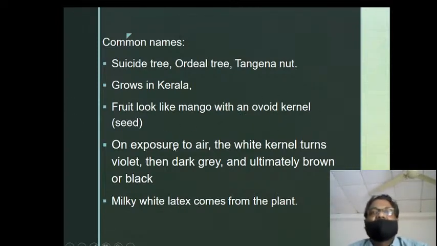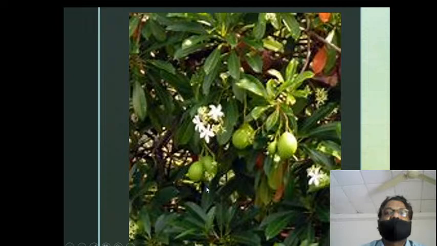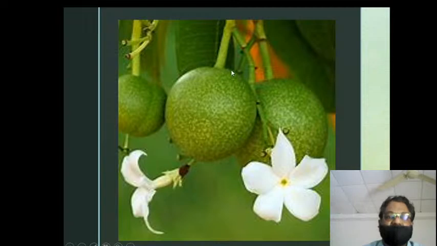On exposure to air, the white kernel turns violet, then dark grey, and ultimately brown or black in color. Almost the entire plant has some milky white latex coming out. We can observe this is the odollam plant, Cerbera odollam. You can see the fruit. It almost mimics a mango fruit. You can see here, the fruit resembles a mango fruit, and this is a deadly poison.